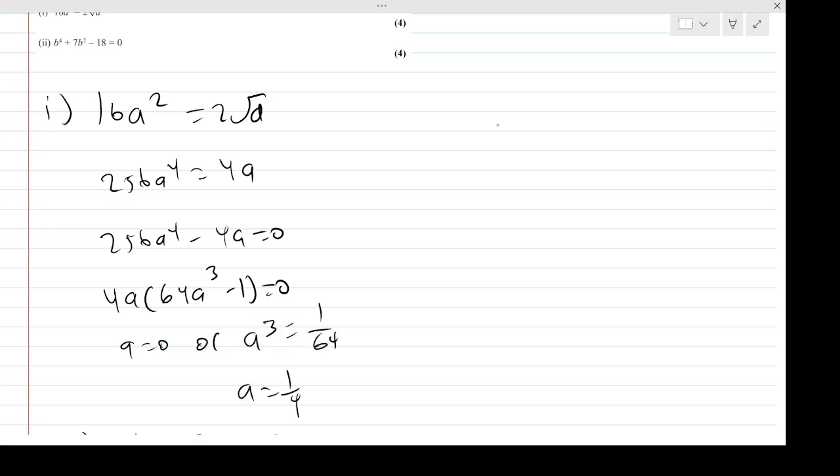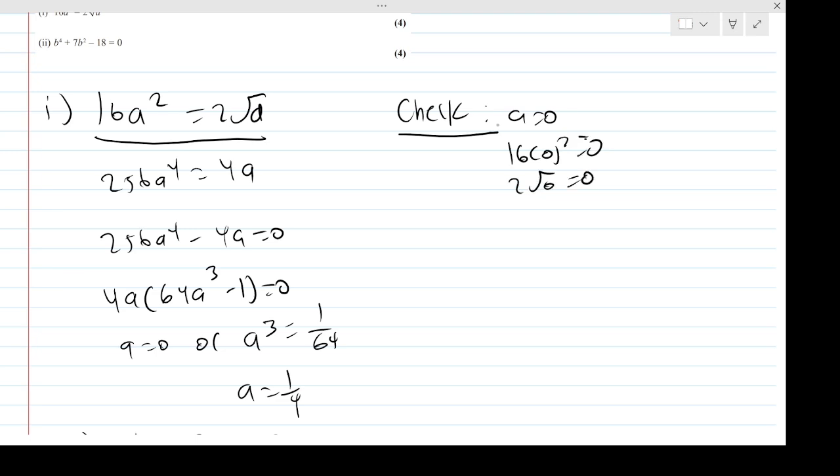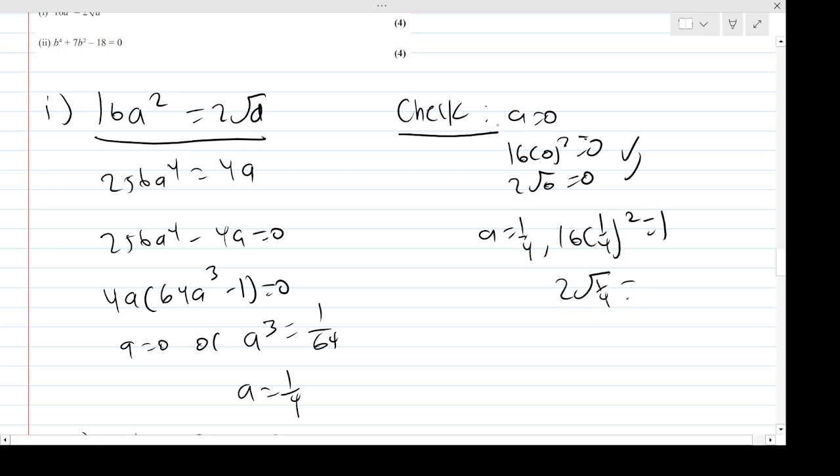Okay, but as we squared both sides, we need to check both solutions. So if a is 0, well, obviously that will work, because then 16 lots of 0 squared is 0, and 2 root 0 is 0. Great. Then if a is a quarter, then 16 of a quarter squared, that would be 1, and also 2 root a quarter would also get me 1. So both are solutions. So a is 0 and a is a quarter.